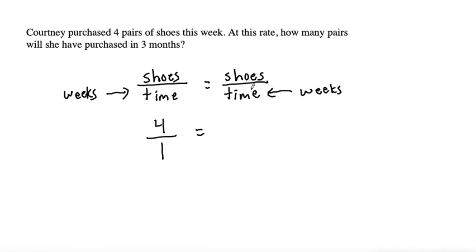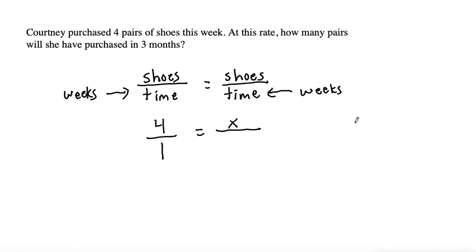So if we set that equal to our other fraction, we're looking for how many pairs of shoes, so let's make that our variable of x. And they give us time as 3 months, which is not the same unit as weeks. So we need to do a conversion to figure out how many weeks is 3 months.